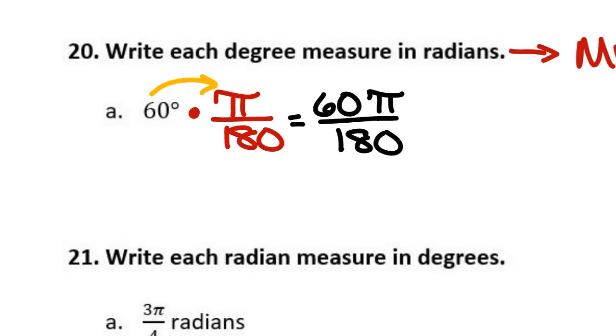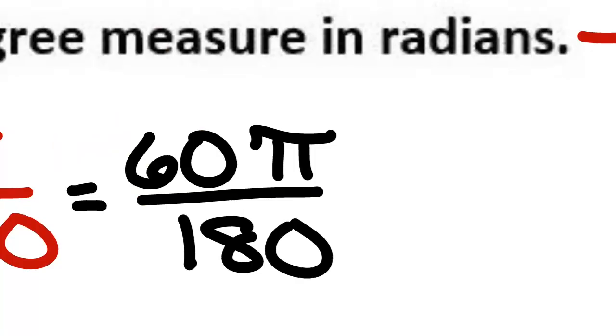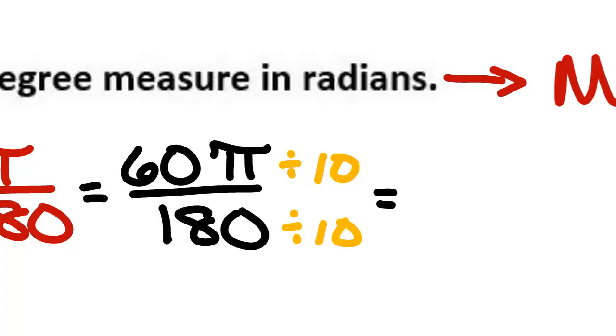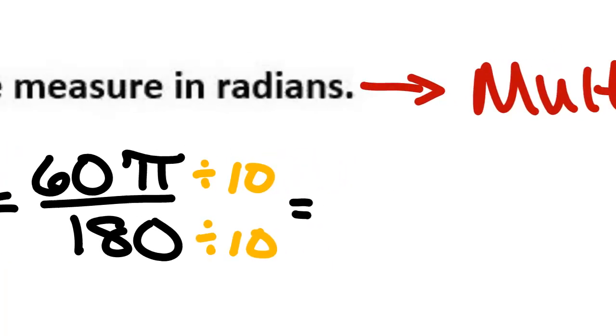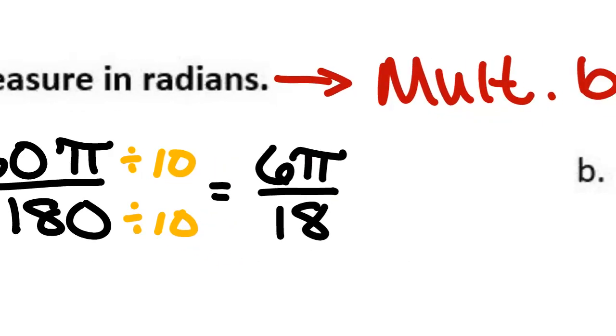Both of those numbers end in a 0, which means I know immediately what can go into both of them? 10 can go into both of them. Let's divide them both by 10. That'll reduce it down quite a bit. 60 divided by 10 would give me what? 6. So that'd be 6 pi over what? 18. Is there anything that you know of that goes into both 6 and 18? 6 goes into both.